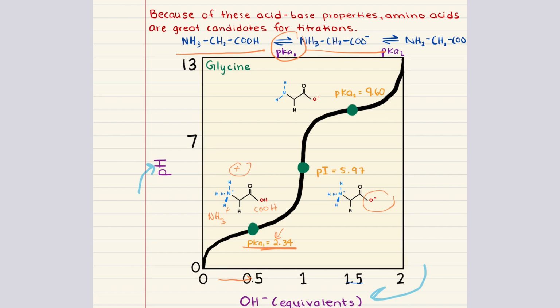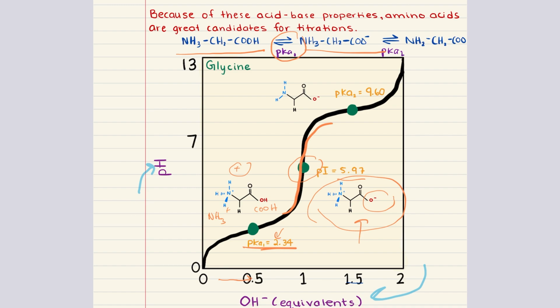As we continue to add base, we eventually reach the isoelectric point, or pI, at a pH of 5.97. This is the pH at which glycine exists entirely in its Zwitter ionic form. Because the molecule is electrically neutral, it no longer buffers the solution, and the titration curve becomes steep, meaning the pH rises rapidly with each additional amount of base.